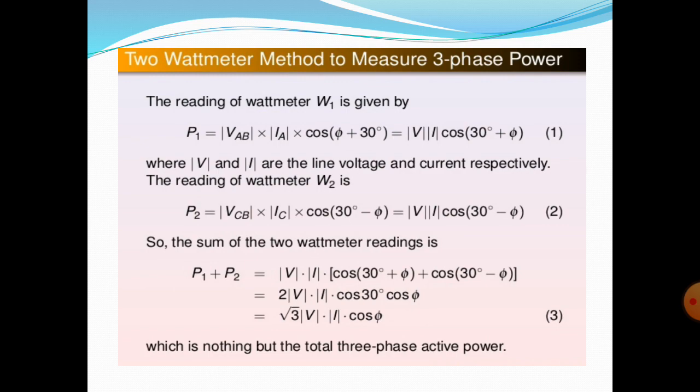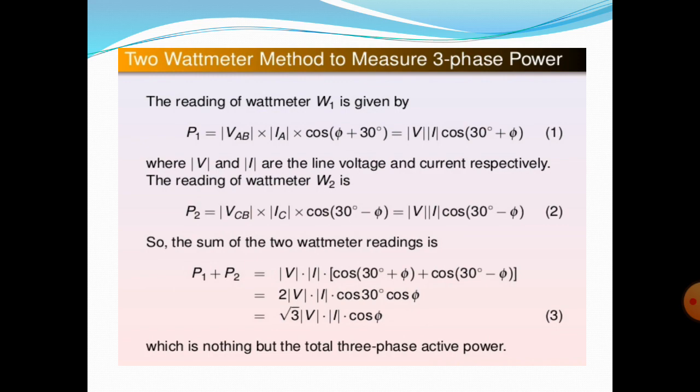Next, the reading of wattmeter W2 is P2 = VCB × IC × cos(30 − φ). That means cos φ is rewritten as cos(30 − φ). This equation is considered as the reading of wattmeter 2. So the sum of the two wattmeter readings is P1 + P2, so we have to add equation 1 and 2.